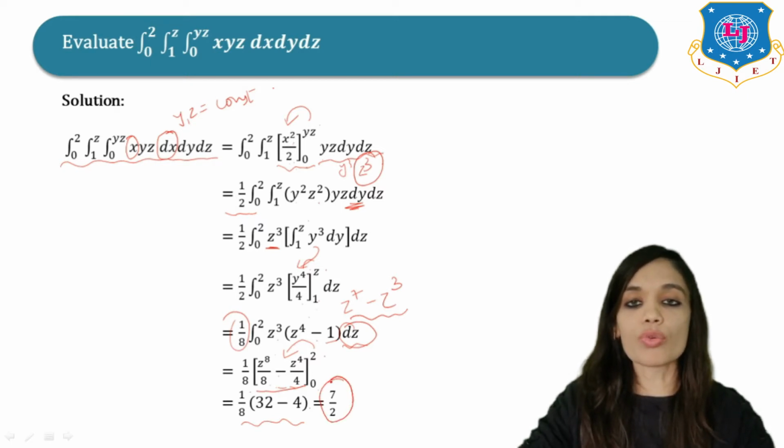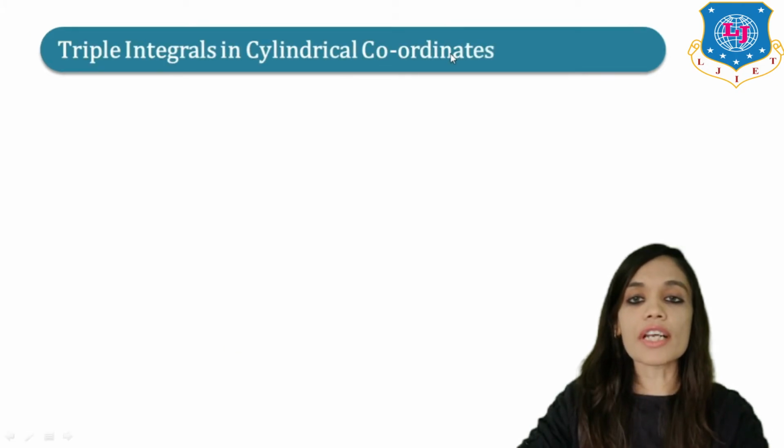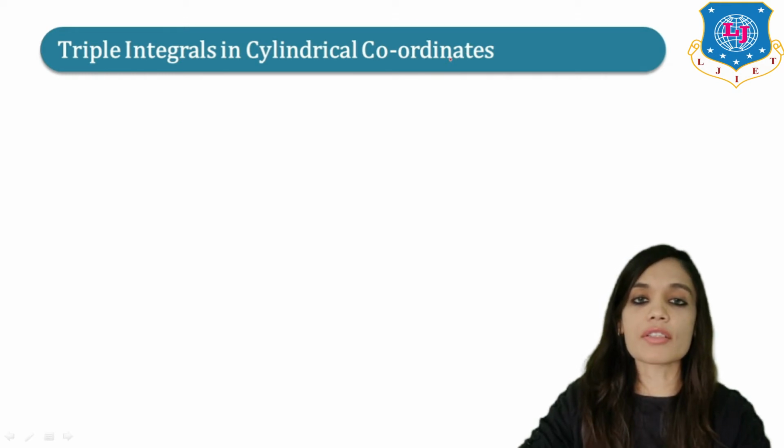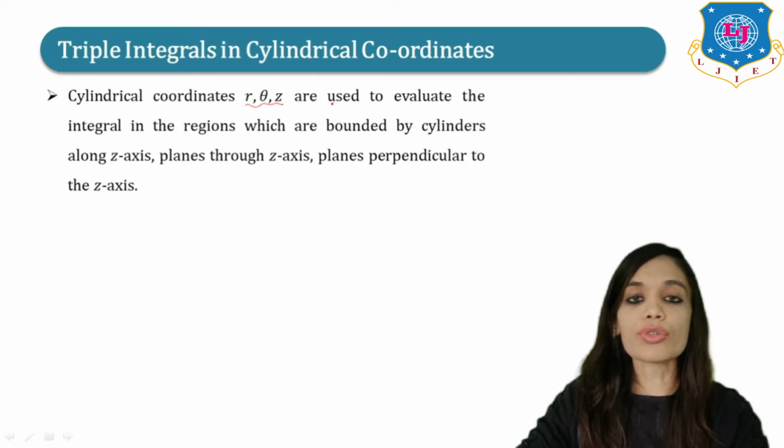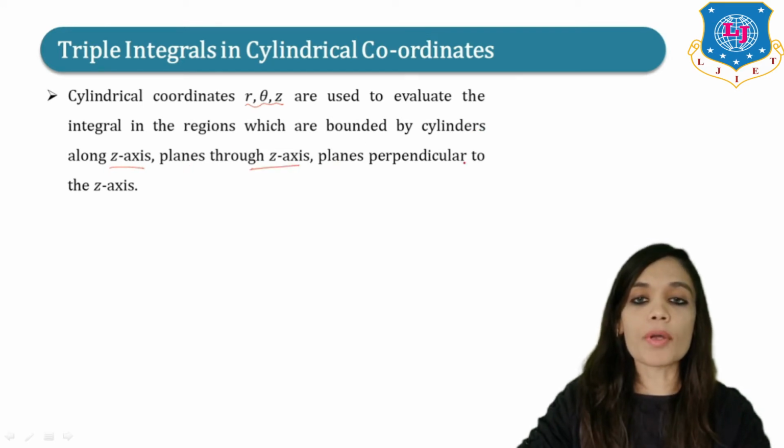Now let us go to our next topic, that is triple integrals in cylindrical coordinates. Cylindrical coordinates r, theta and z are used to evaluate the integral in the regions which are bounded by the cylinders along the z-axis, planes through the z-axis and planes perpendicular to the z-axis.